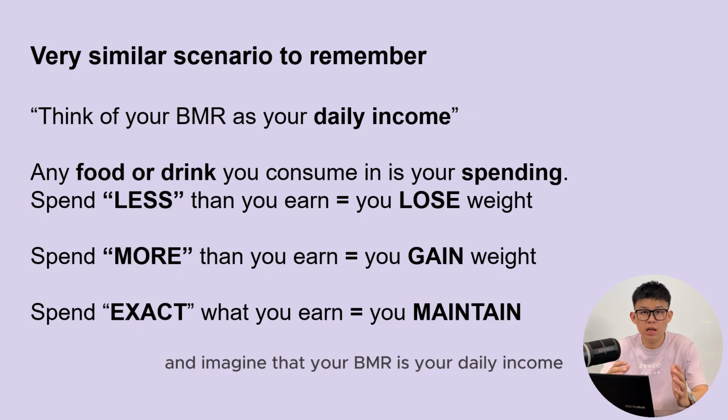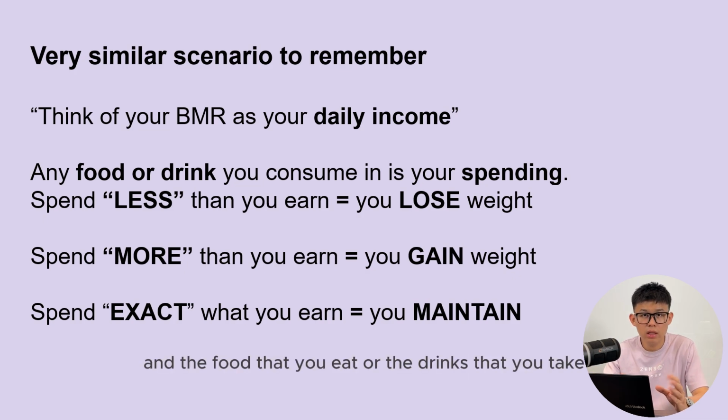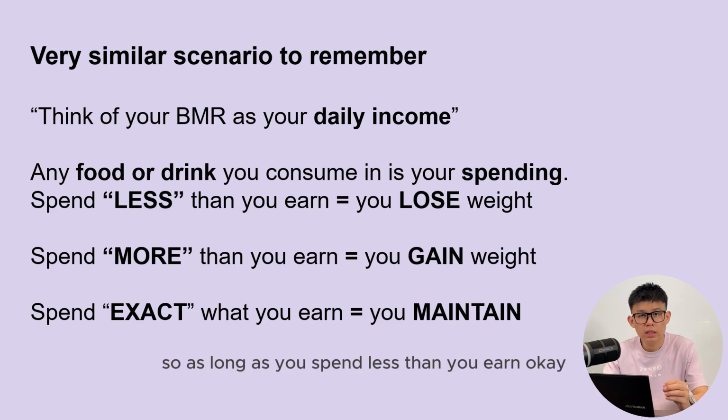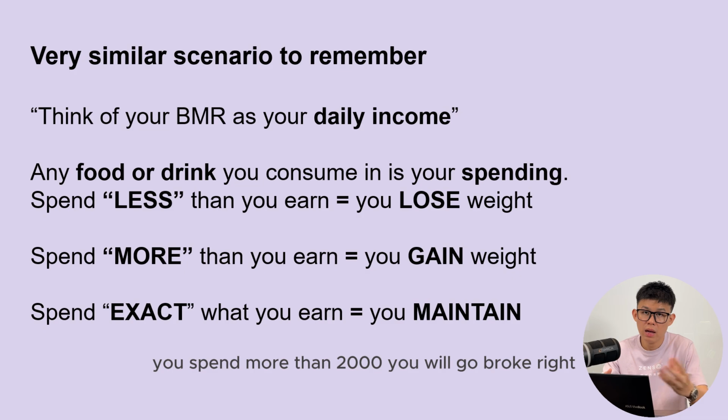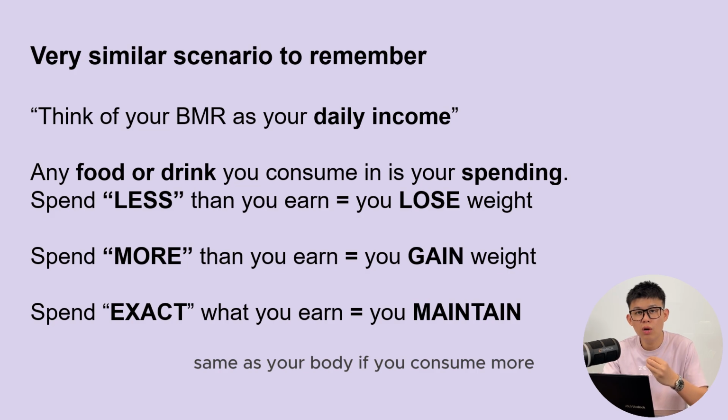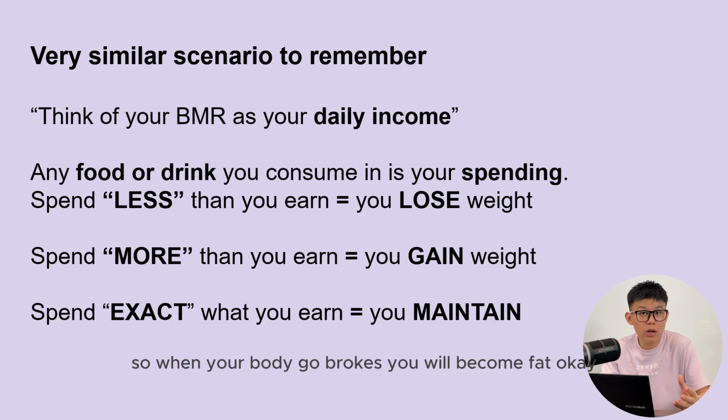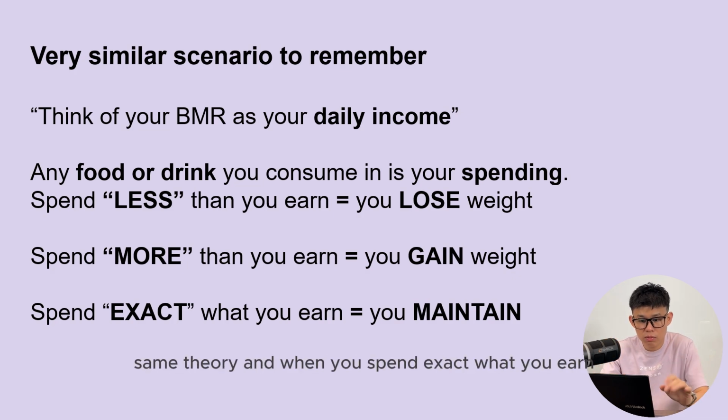Just imagine that your BMR is your daily income, and the food that you eat or the drinks that you take, consider as your spending. So as long as you spend less than you earn, you will lose weight. When you spend more than you earn, you will gain weight. Same lah. If your daily income is just 2,000, you spend more than 2,000, you will go broke, right? Same as your body. If you consume more, spend more than your BMR, your body will go broke as well. So when your body goes broke, you will become fat. Same theory. And when you spend exactly what you earn, you maintain.